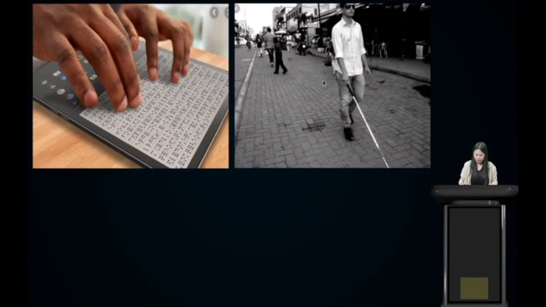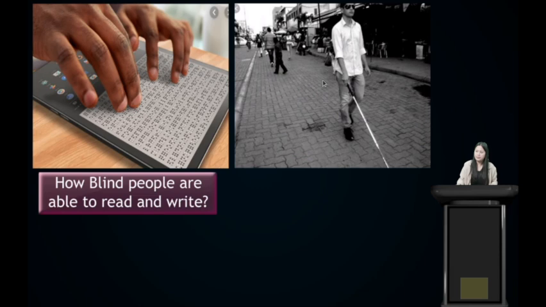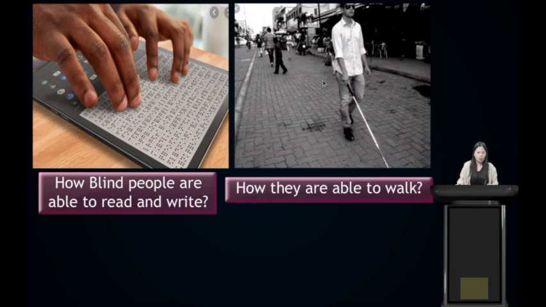Okay, so our question is, how do blind people read and write? Or how are blind people able to walk? Yes, students, we see that there are some persons who are visually challenged. They cannot see. They are blind. So how are they able to read and write? Or how are they able to walk?